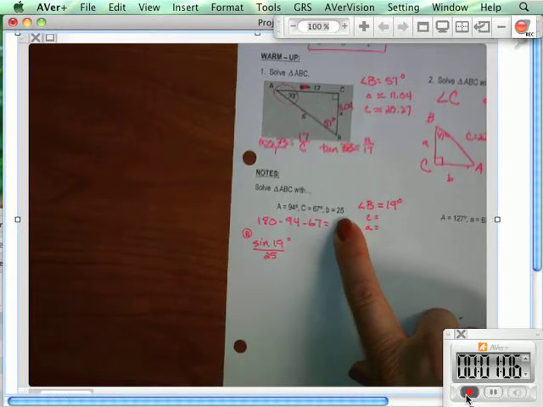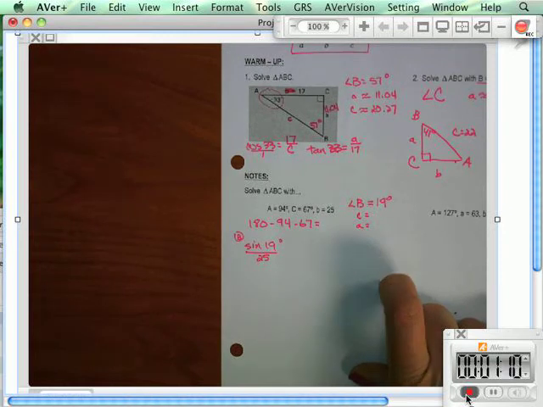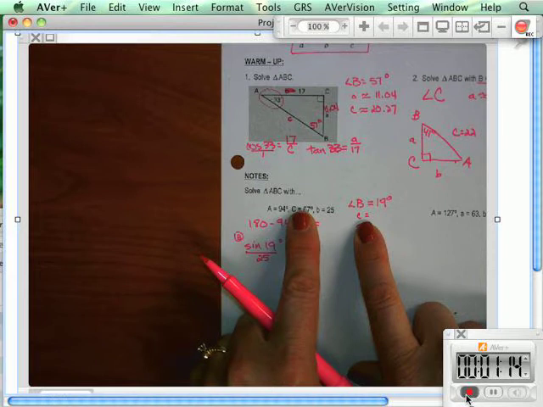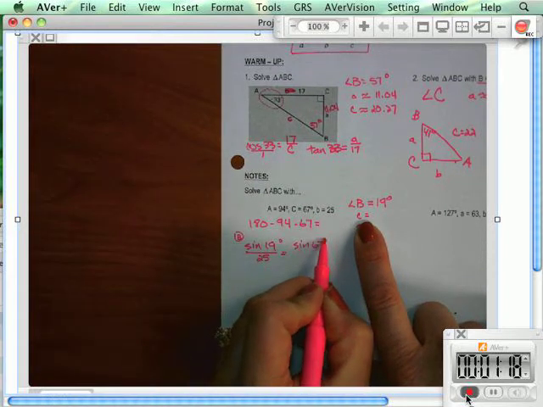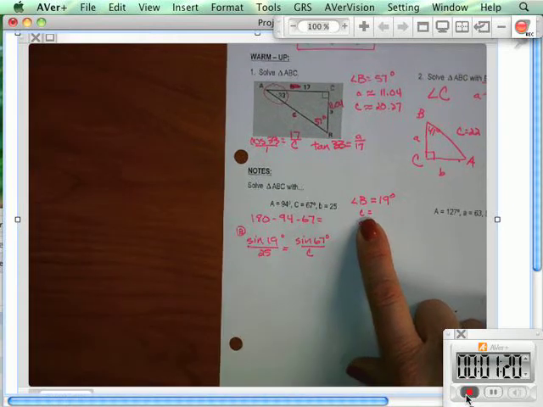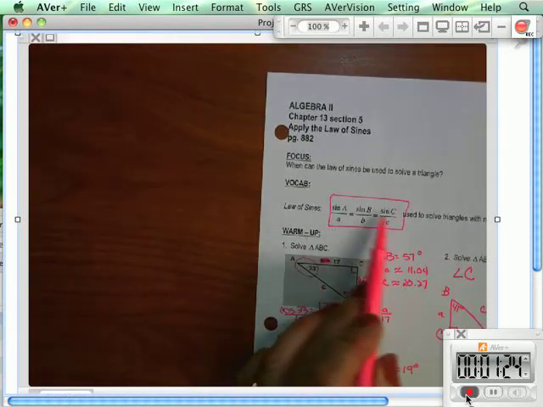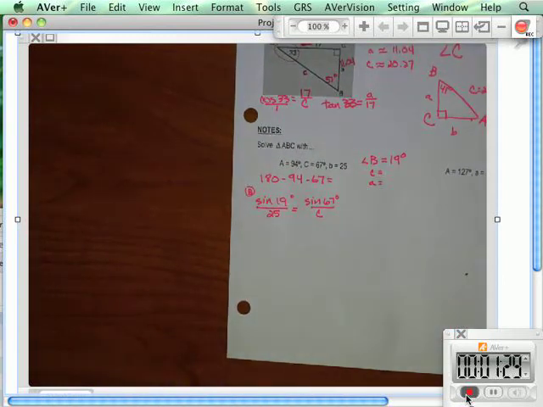Now, which one do you want to find, side A or side C? Let's find side C. So I'm going to use this angle right here: the sine of 67 degrees is equal to C. So you're using 2 out of the 3 ratios every time, setting up a proportion. How do you solve a proportion? Cross multiply.